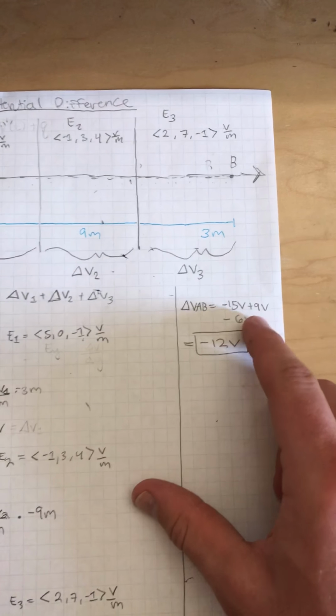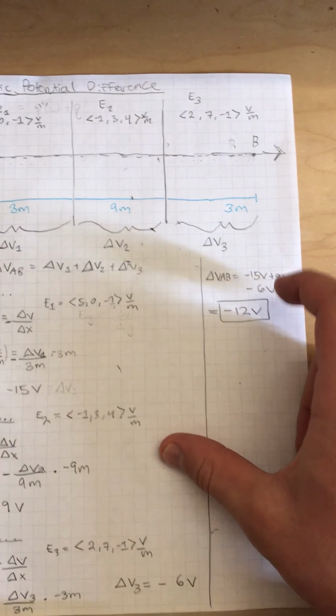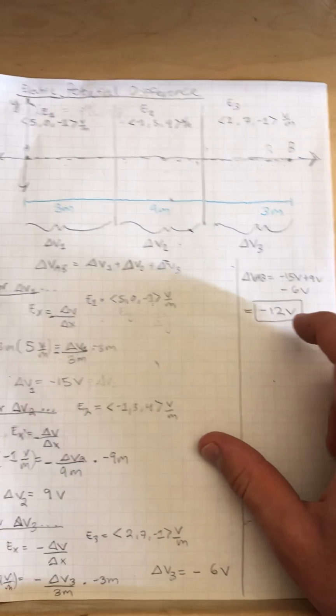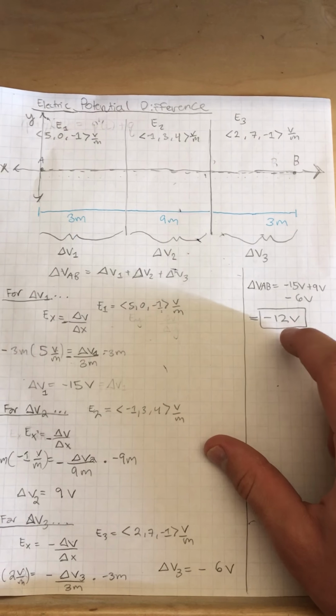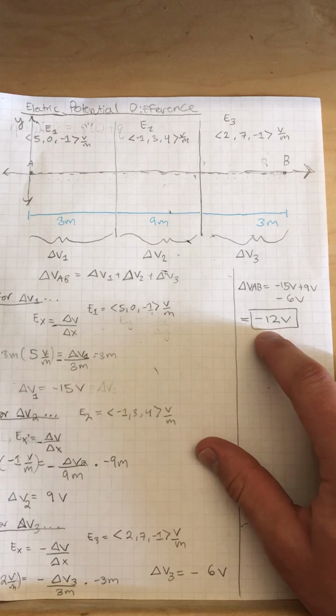And then finally, we're going to add all of those up: the -15 from the first, 9 from the middle region, and -6 from the last region. We get our final answer: the total change in electric potential difference from point A to point B is going to be -12 volts.